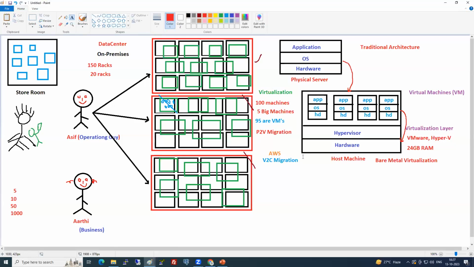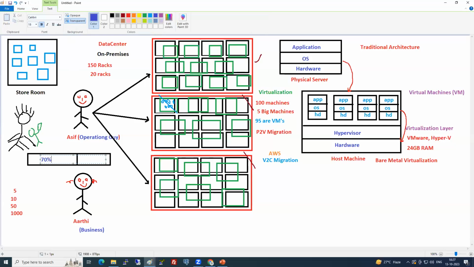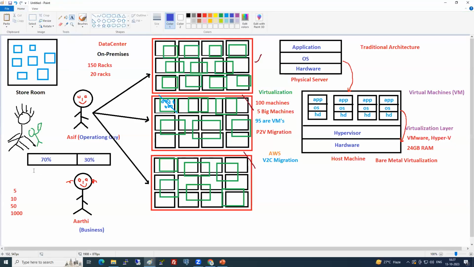No. So this guy, the AWS, said, like this. Till now, 70% of your time you are spending on the infrastructure, and 30% you are spending on business. Yes or no? 70% of the time they are worried about the data center infrastructure. Only 30% they are concentrating on the business.